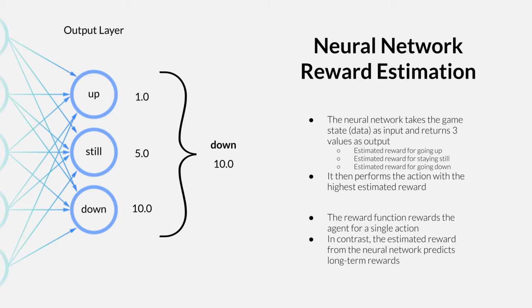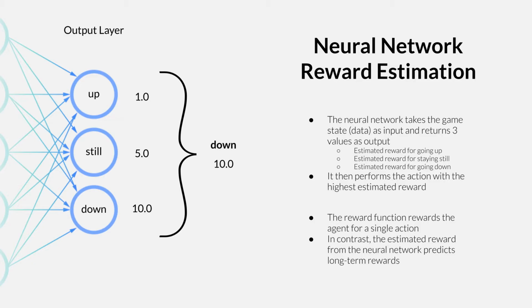The neural network will take the game data we just spoke about as input, and will return 3 values as its output: the predicted reward for going up, the predicted reward for going down, and the predicted reward for doing nothing. Then, to select an action, all we have to do is select the largest of the 3 rewards. So if it gave us the estimates of a reward of 1 for going up, 5 for doing nothing, and 10 for going down, we would choose to go down because it has the highest estimated reward.